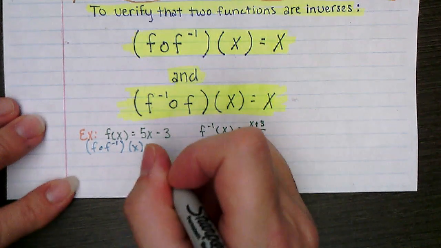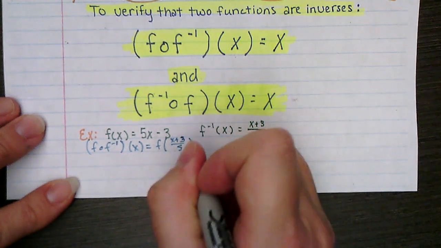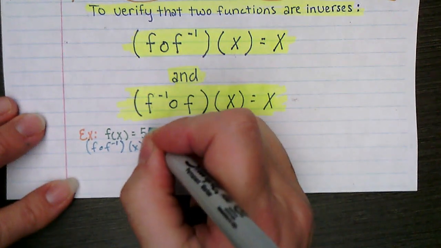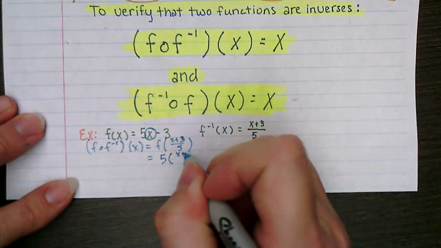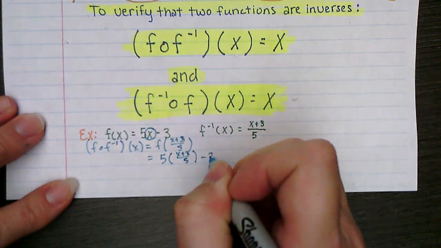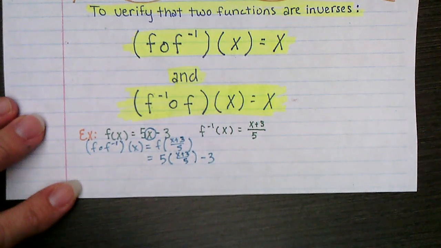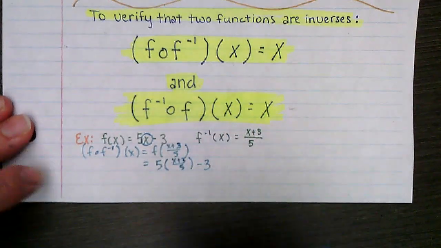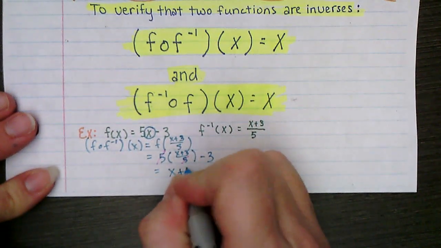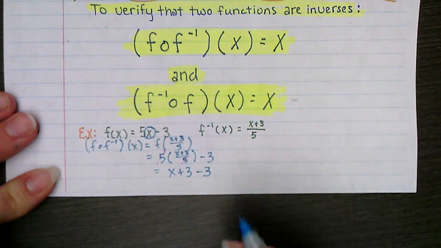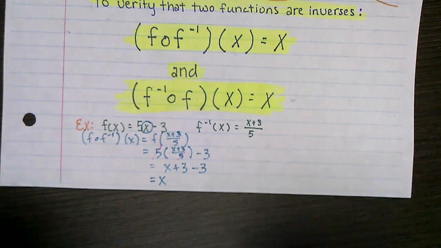So f circle f inverse means I'm taking the function f and I'm putting in x plus 3 over 5. So here's my x where I'm putting that in. So that will be 5 times x plus 3 over 5, subtract 3. Now when I multiply 5 times x plus 3 over 5, the multiply by 5 and divide by 5 cancel. So now I have just x plus 3 minus 3, and x plus 3 minus 3 equals x. So we've verified it that direction.